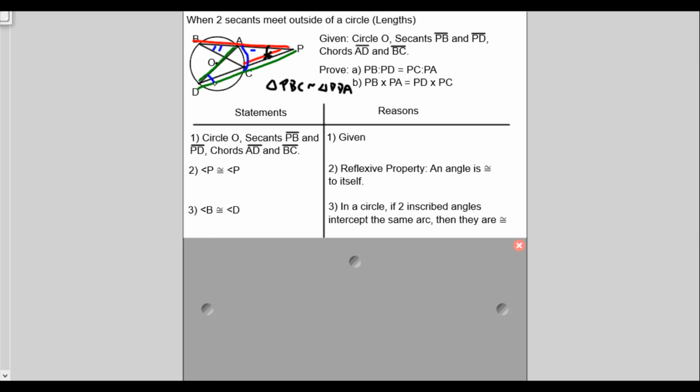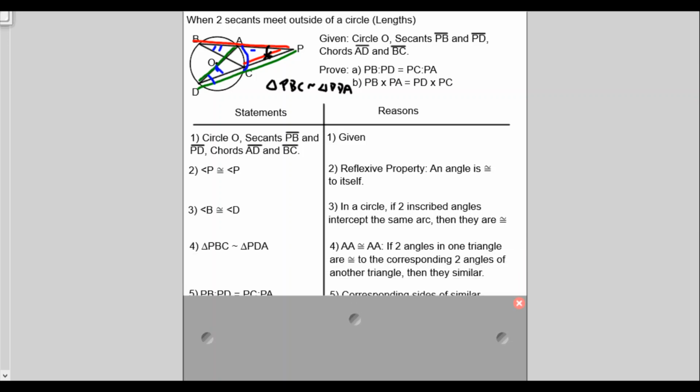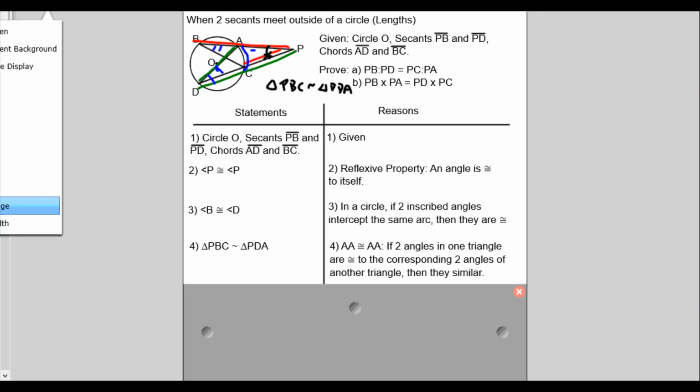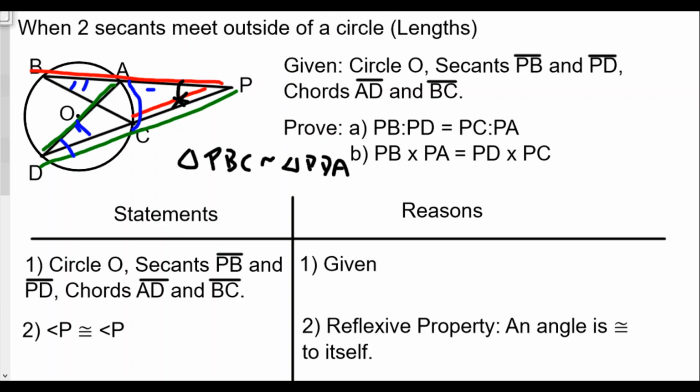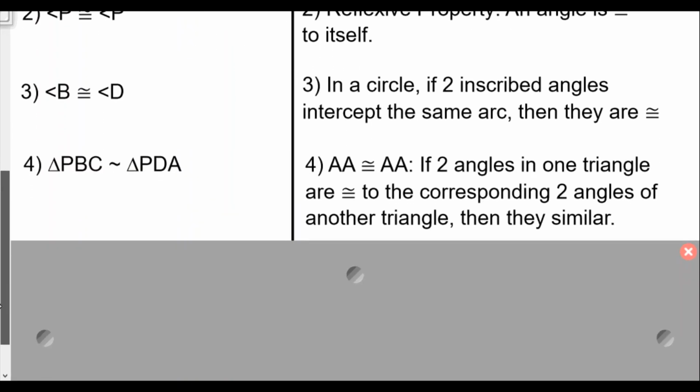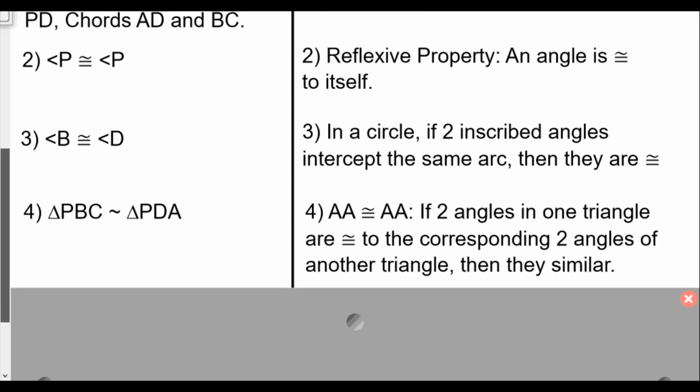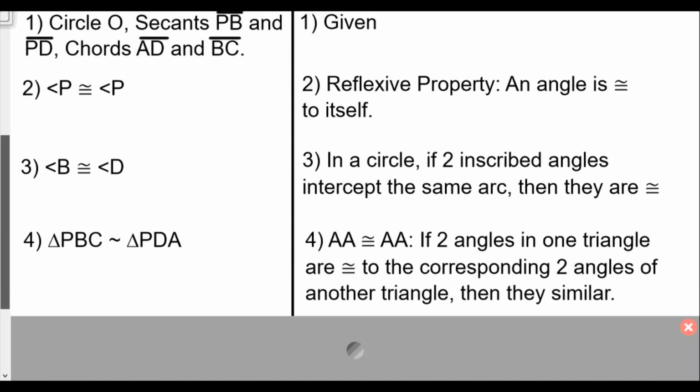So mark those off. And now we have two triangles similar, because in this case, triangle PBC is similar to triangle PDA. All right, and in case you would like to make it a little bigger, so you see the diagram here, we can move it down a little bit. If two angles in one triangle are congruent to the corresponding two angles of another triangle, then they are similar to each other. So we have the triangles being similar.